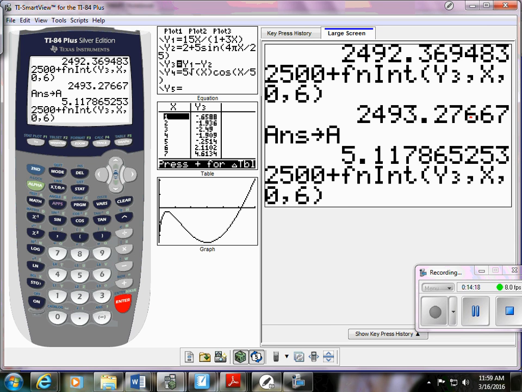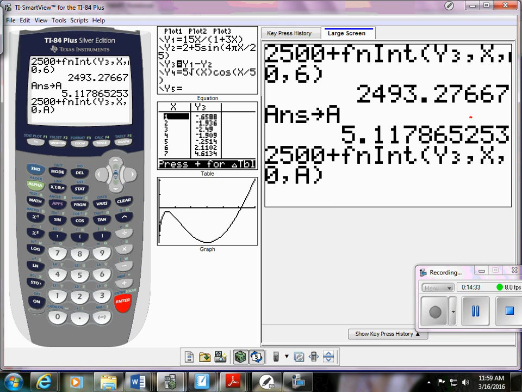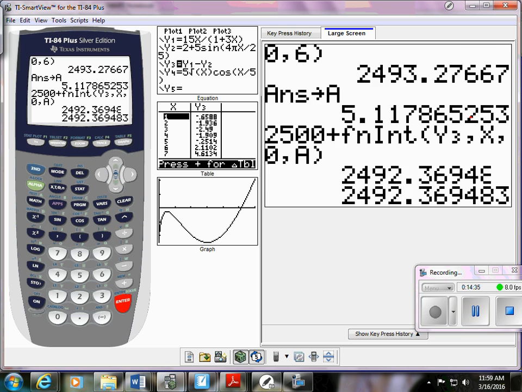You see how I have 2,500 plus math 9? Remember, I stored rate in minus rate out in Y3. I just got to change this to an A. I stored that 5.11 number in A. Alpha A. Enter. So, like 2,492 roughly cubic yards.